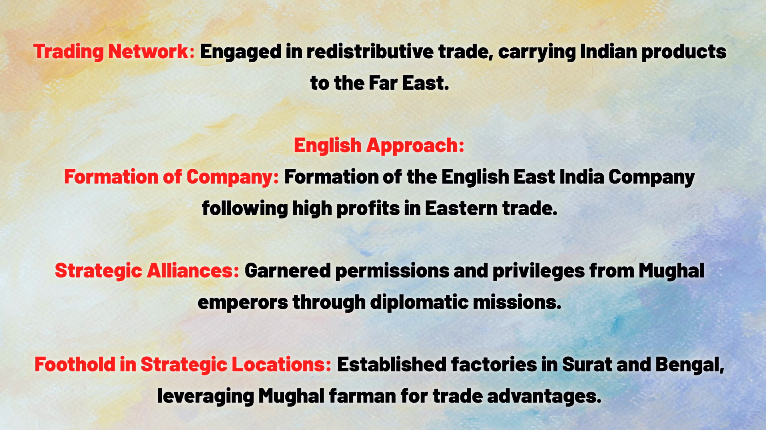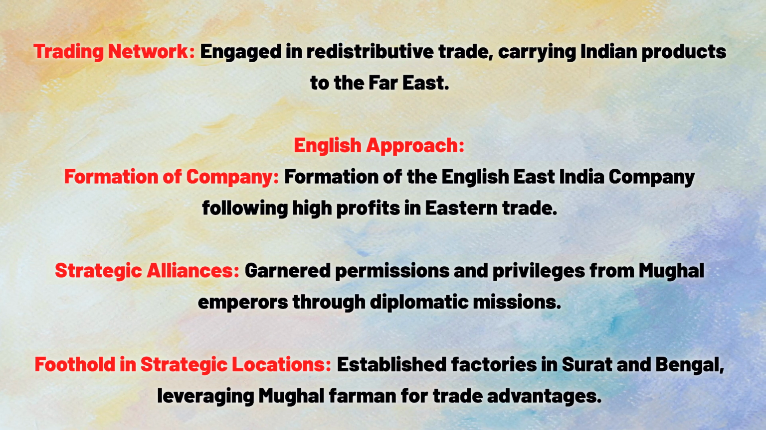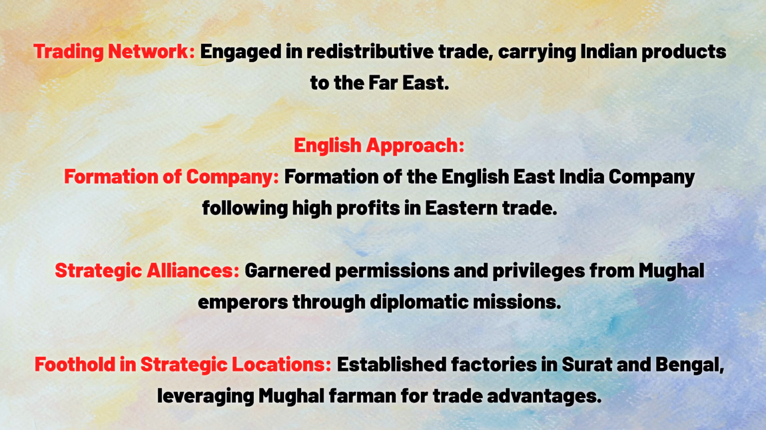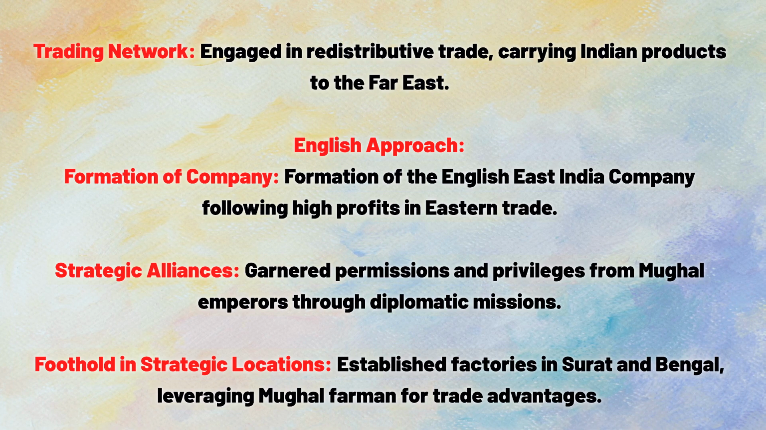Strategic alliances: the Company garnered permissions and privileges from Mughal emperors through diplomatic missions, gained a foothold in strategic locations, and established factories in Surat and Bengal, leveraging Mughal farmans for trade advantages.